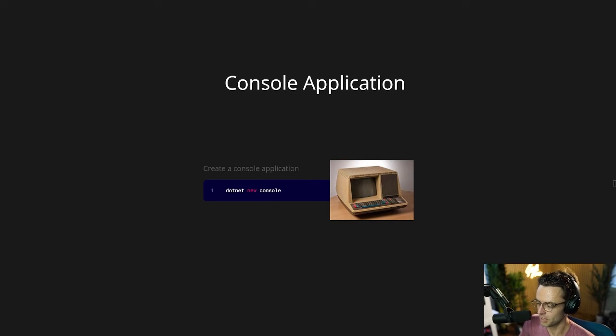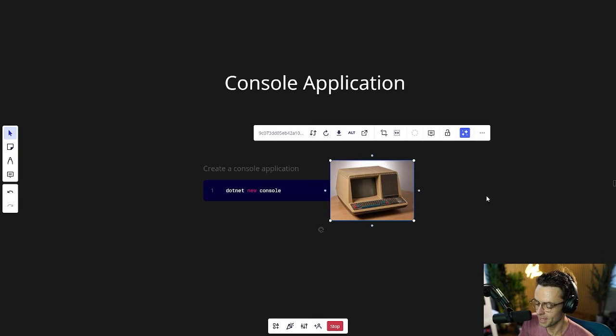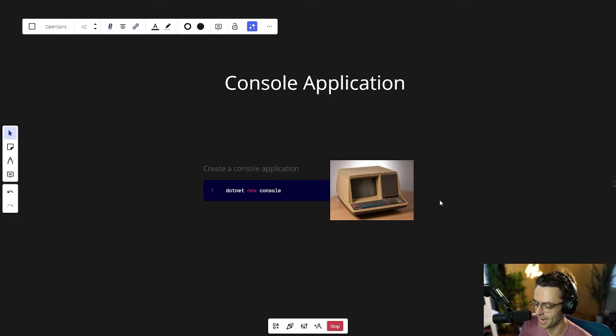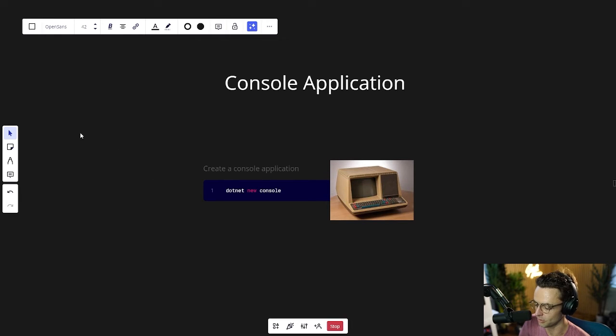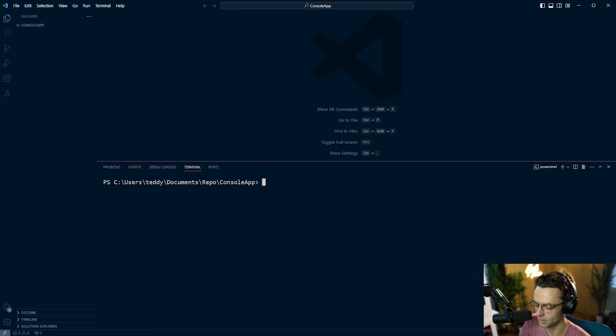And all a console application is, is a text-based program. Think a computer program from the 1980s. No fancy visuals, no mobile development, no web, literally just text-based. And the way that we're going to do that is we are going to type in .NET new console into Visual Studio Code. Where are we going to type it though? We're going to type it within the terminal.